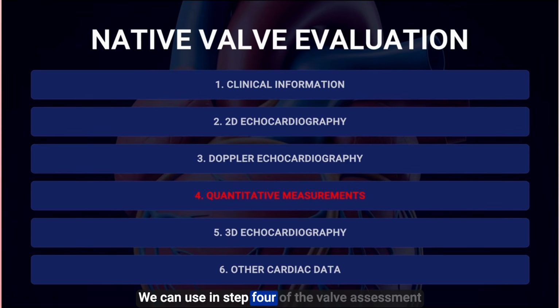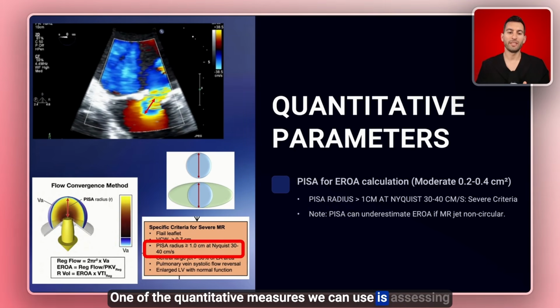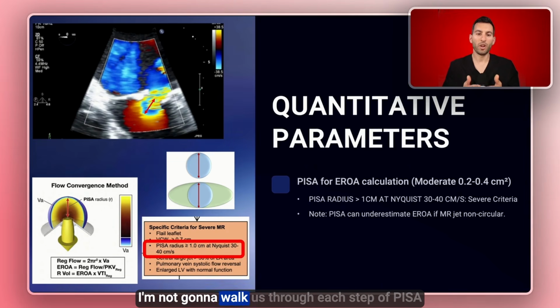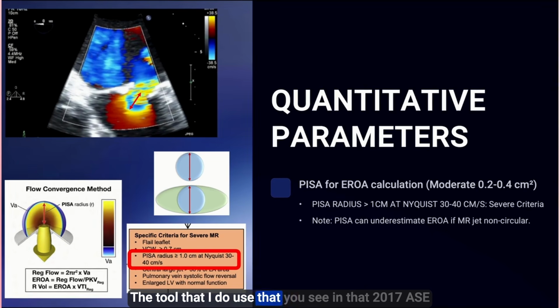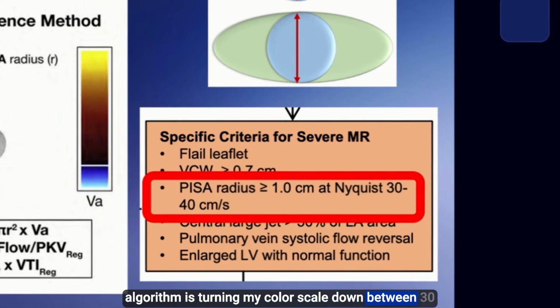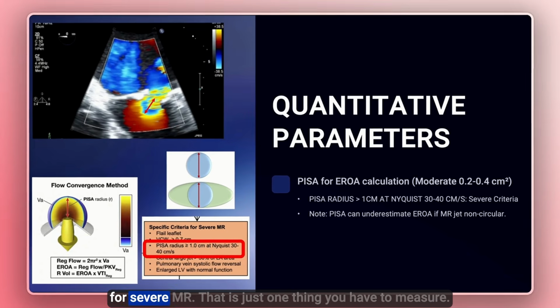We can use in step 4 of the valve assessment some quantitative measures as well. One of the quantitative measures we can use is assessing PISA for effective regurgitant orifice area calculation. I'm not going to walk us through each step of PISA calculation, and personally, I don't use this in an operating room environment, as I think the other tools that are recommended are more helpful here. The tool that I do use that you see in that 2017 ASE algorithm is turning my color scale down between 30 and 40 and measuring the PISA radius only at that point. And if that PISA radius is greater than or equal to 1 centimeter, that is specific criteria for severe MR.